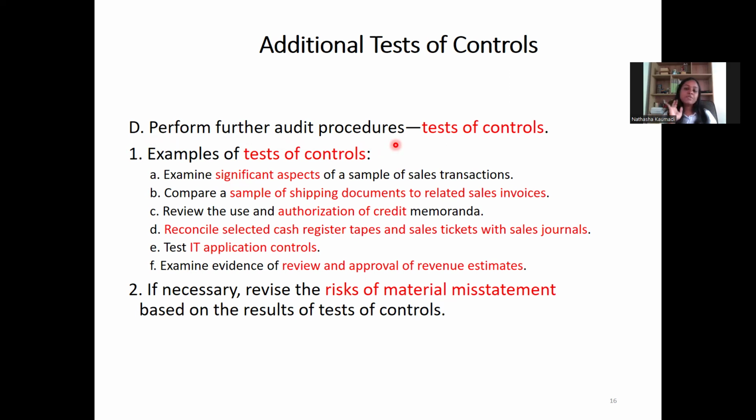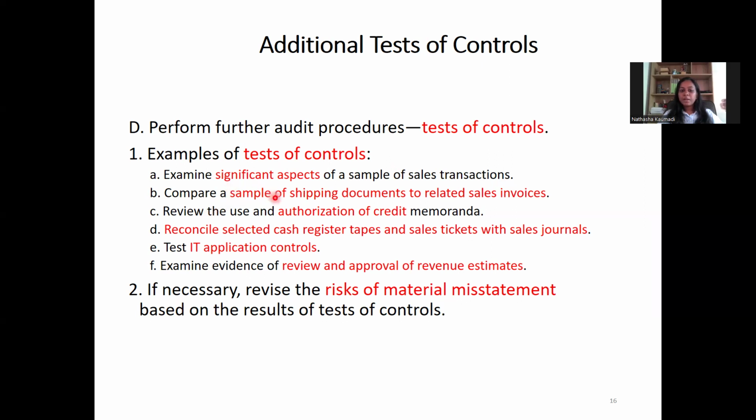What are the two types of further audit procedures again? Test of controls and substantive procedures. So the first one, test of controls. We are going to talk about test of controls. So what are the tests of controls you can do? What are the things you can do to test the control? Examine significant aspects of a sample of sales transactions. Maybe you are selecting a sample and checking things. We'll see the significant aspects in detail later.